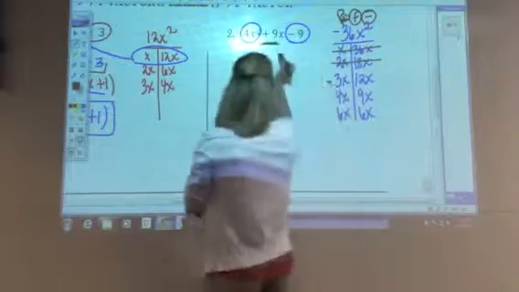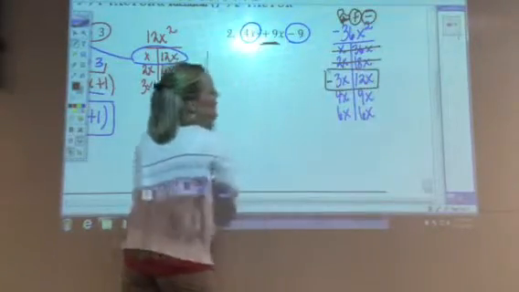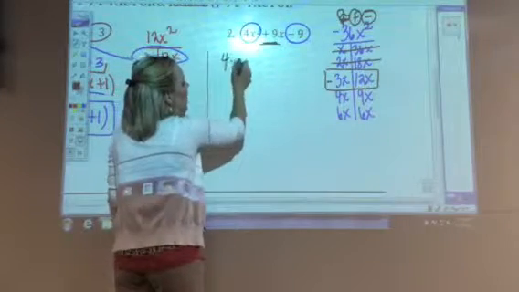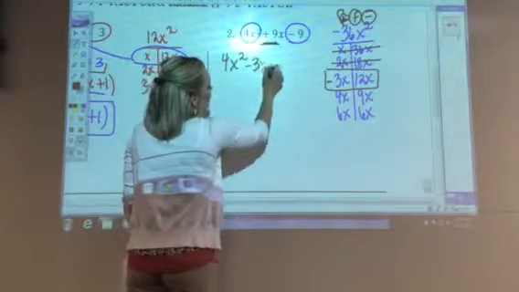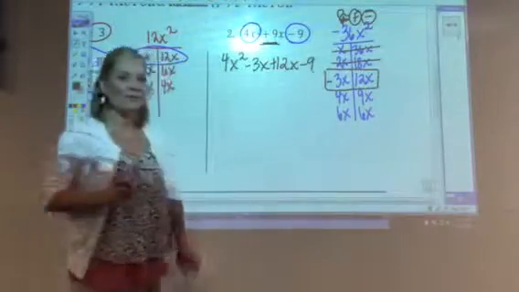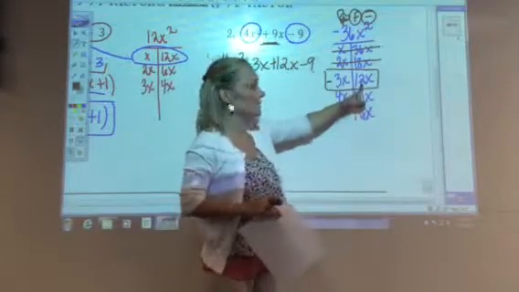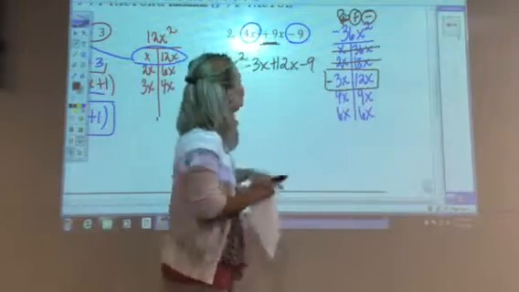So I go back over here and I rewrite this equation using these factors right here, okay? 4x squared minus 3x plus 12x minus 9. I always tell my kids to remember whatever the sign is of the middle term, that's going to be the sign of the big one, okay?